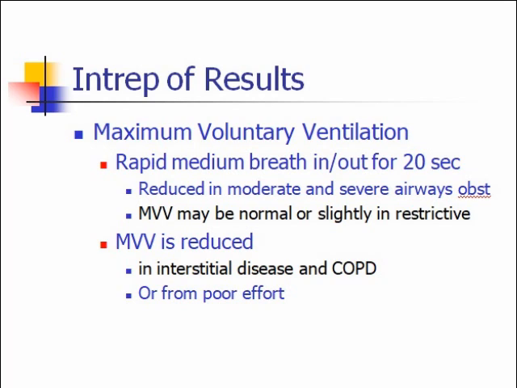And you can see it would be reduced in moderate or severe airways obstruction. The MVV can also be reduced in restrictive conditions, mostly because you don't have the size of volume. MVV is reduced in interstitial diseases and COPD. It's also reduced if you don't have a cooperative patient.